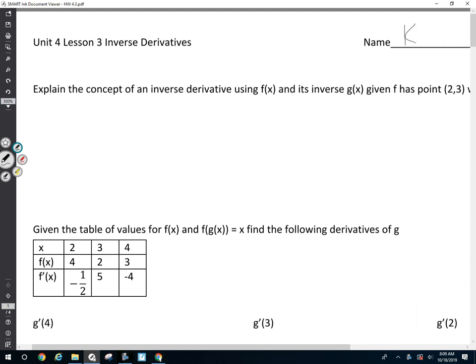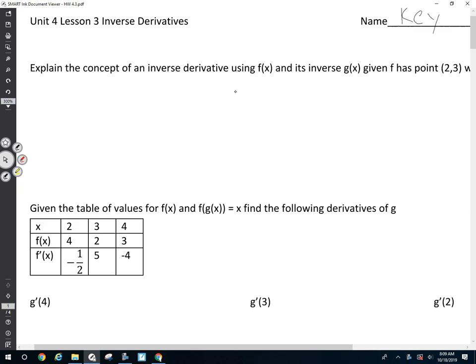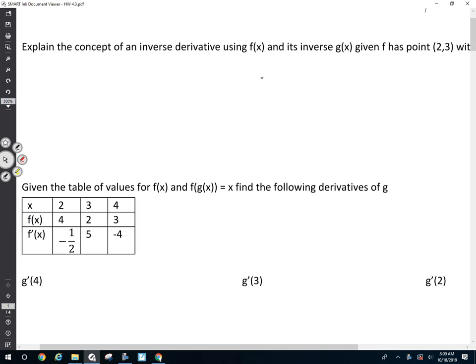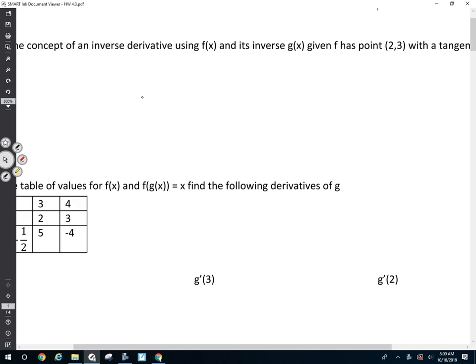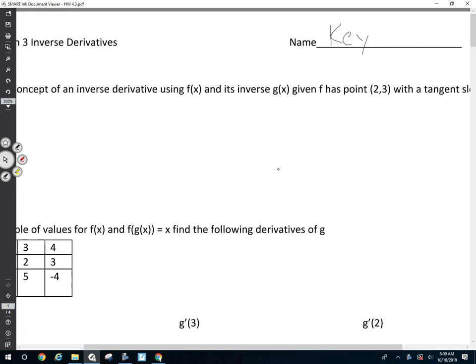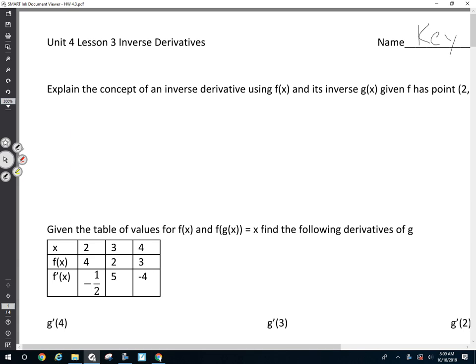All right, here's the key for the third homework on inverse derivatives. We start off with the explanation of the concept of the inverse derivative using f of x and its inverse g of x, given f has a point (2, 3) with a tangent slope of 4. So when f and g are inverses, f of g of x will equal x.